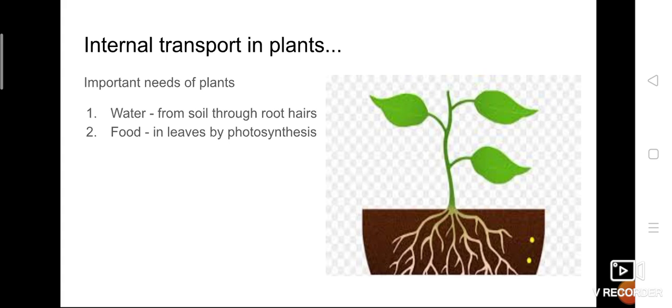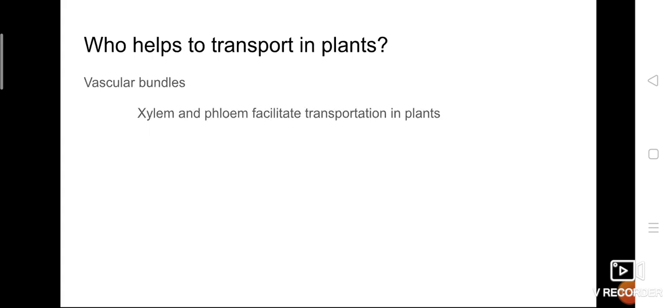The second thing is that food also needs to be transported, isn't it? The food preparation takes place by the process of photosynthesis. And where does photosynthesis take place? In the leaves of the plants. So now the question: who helps to transport these things, that is water and food? For that we have to study vascular bundles, because vascular bundles are what transport water and food to all parts of the plant.